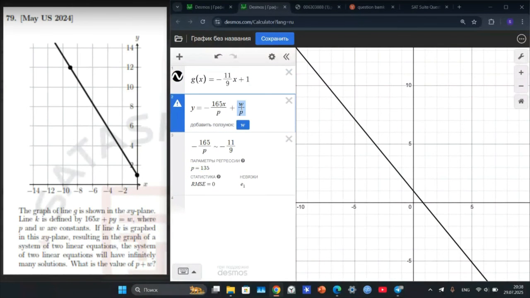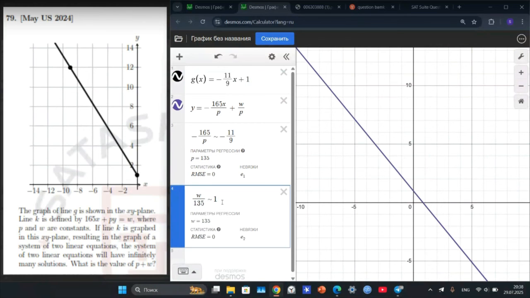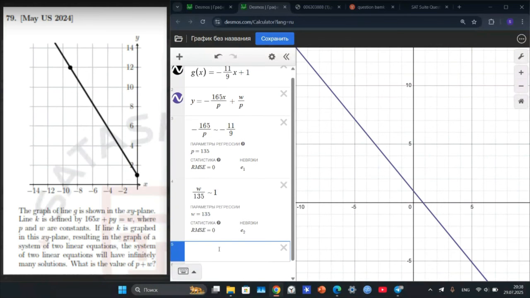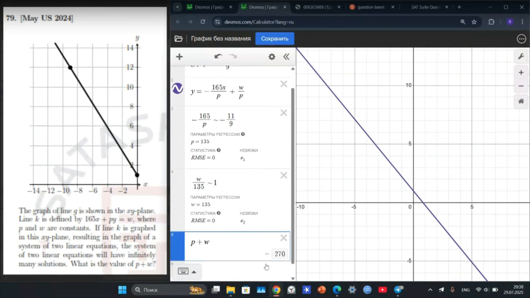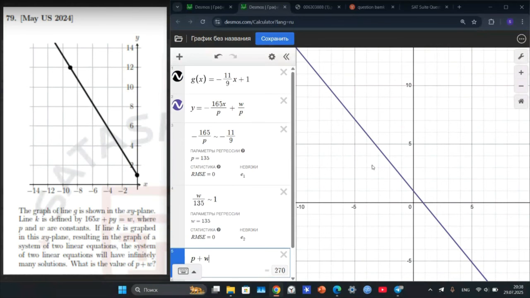I have to do the same thing with w over p. I'm going to write w over, not p at this point, because I know the value of p. I'm going to write 135, and this delta sign means equal to. When you deal with letters, you have to put the delta sign. It should be equal to 1, meaning w is also 135. And I just have to find the sum, which is 270.